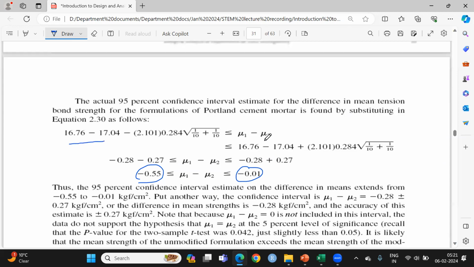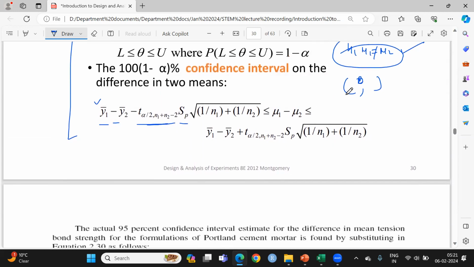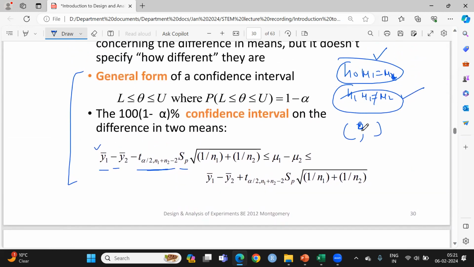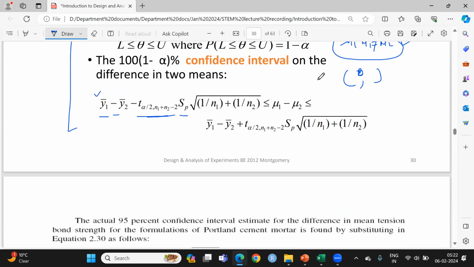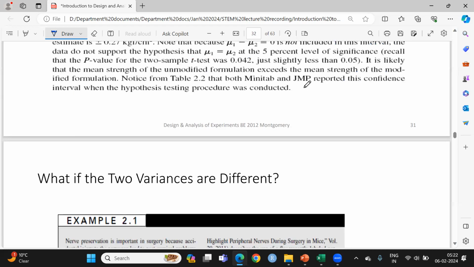And as already discussed just now, when we do not have the value 0 in this confidence interval for the difference, we can conclude that our alternative hypothesis is correct. So we can make a statement that there is a significant difference in the mean of these two groups, and this can be verified by testing a hypothesis as we have already done, right?